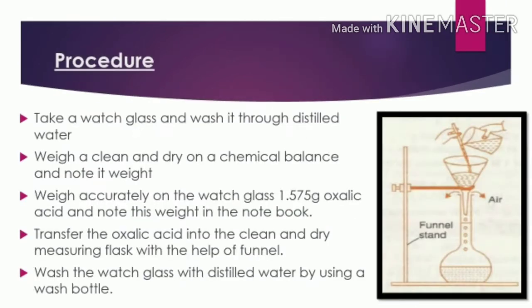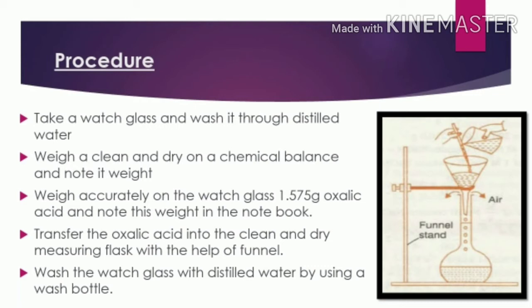Procedure. First, we will take a watch glass and wash it with distilled water. Then, weigh the clean and dry watch glass on the chemical balance and note its weight. After that, weigh accurately on the watch glass 1.575 gram oxalic acid and note this weight in the notebook. Then, transfer the oxalic acid into the clean and dry measuring flask with the help of a funnel.